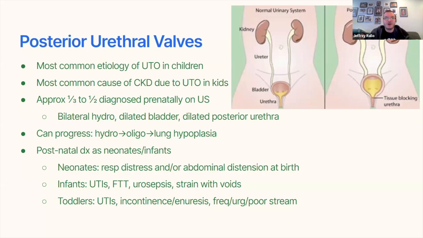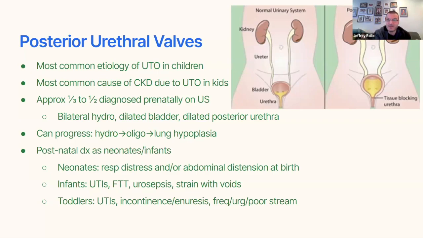Posterior urethral valves are fairly common. We'll get a couple of these cases a year in general, but some of them will be diagnosed before, and some of them you will diagnose because there's basically tissue blocking the urethra right here. If you can see the mouse, kind of at the outlet of the bladder and the bladder neck down here as it goes through the urethra. And usually it's just this membrane, random extra tissue that just causes that obstruction in that funneling place as it goes down. Most common etiology of urinary tract obstruction in children, most common cause of chronic kidney disease due to that in children.